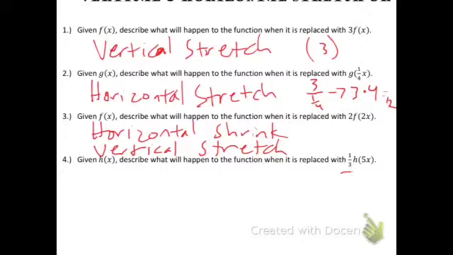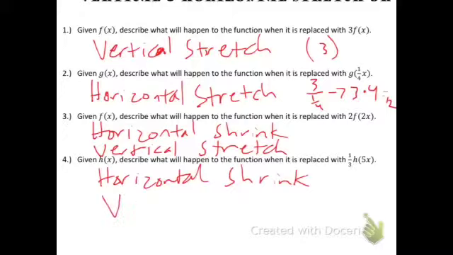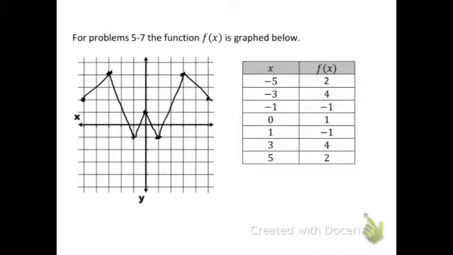Moving on to 4. Here, the 5 inside is going to give us a horizontal shrink, because you have to divide all the x's by 5. And on the outside, we got 1/3 times h. And so you're taking all your y values and you're timesing it by 1/3, which is going to give you a vertical shrink. So both of them, we got both a vertical and a horizontal shrink on 4.